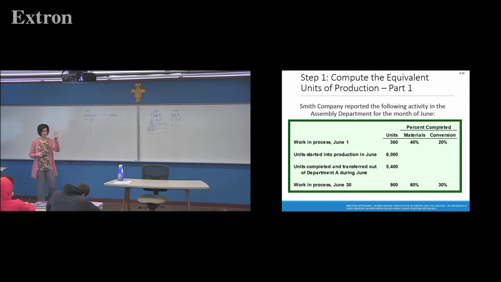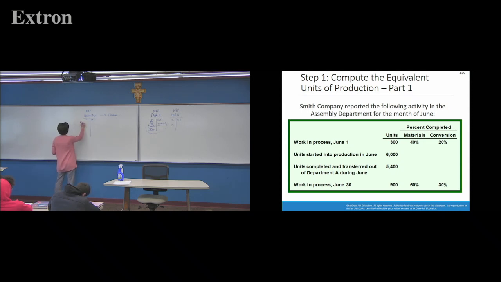So there are 2 steps to this. The first step is determining the number of units that were completed and transferred out to the next department, and the number of units that actually aren't done. Because if they're still in the department, they're not finished. All right. So let's just kind of look at what we've got down the side here. It says work in process June 1st, right?